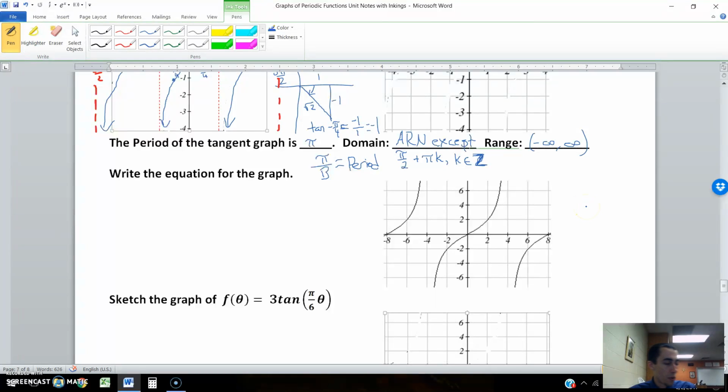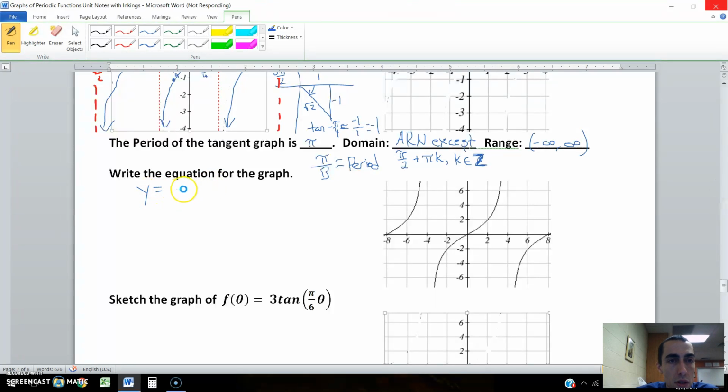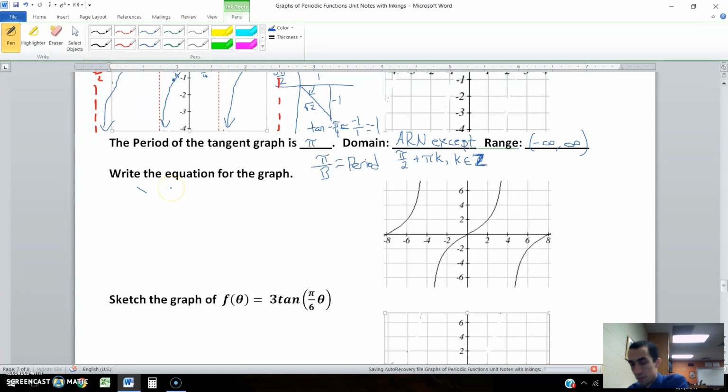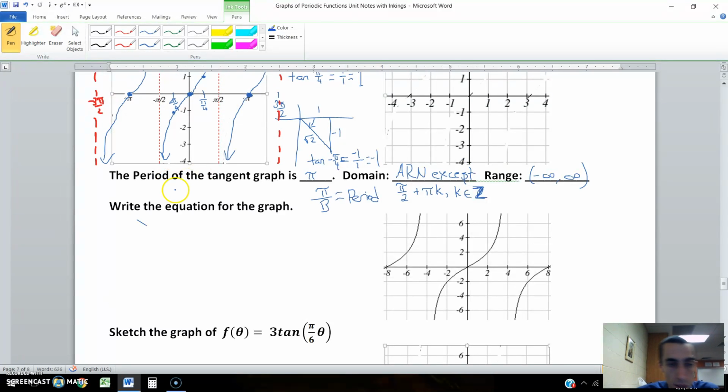This next one, we want to write an equation for the graph. To write an equation for the graph, it's helpful to have a general equation. So this general equation looks a lot like the general sine and cosine equations. The tangent of b, except that doesn't look like a b.